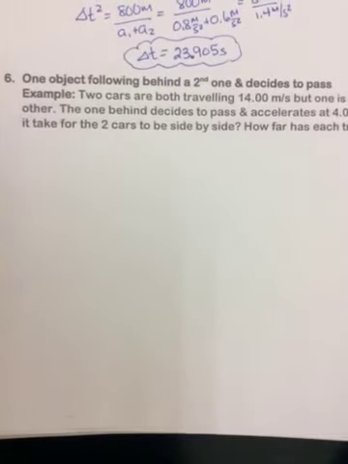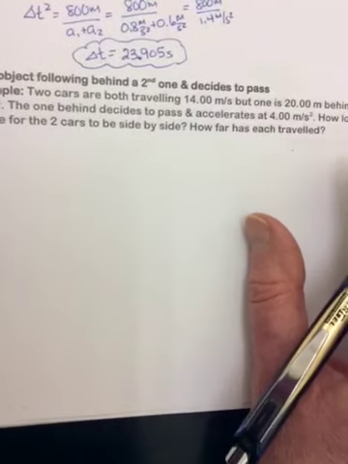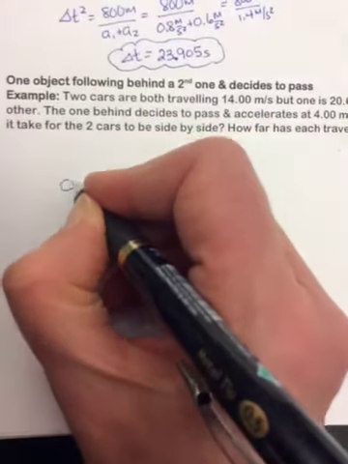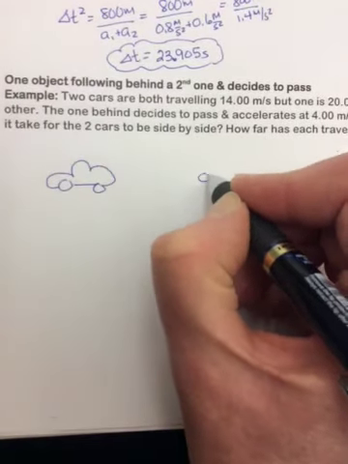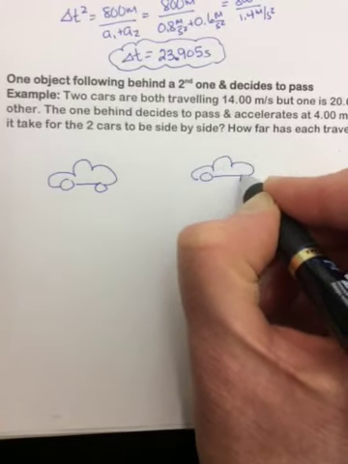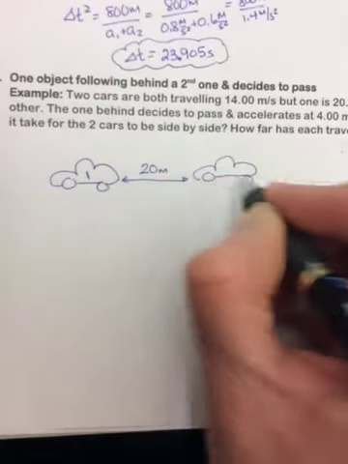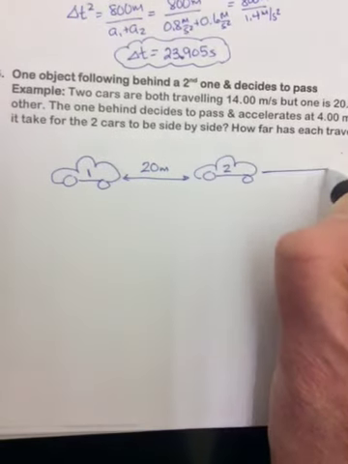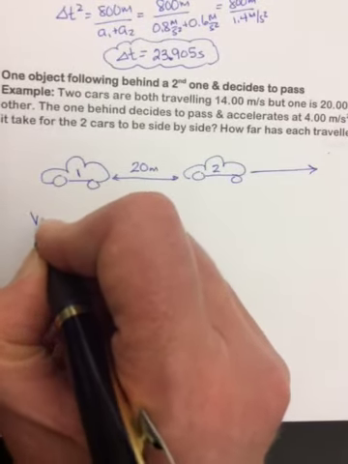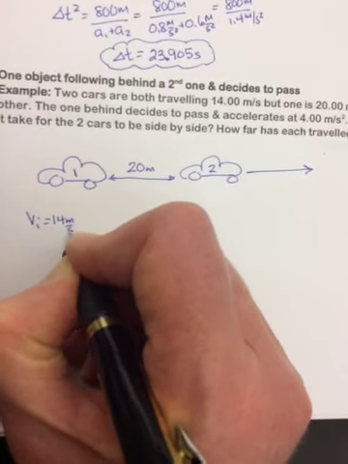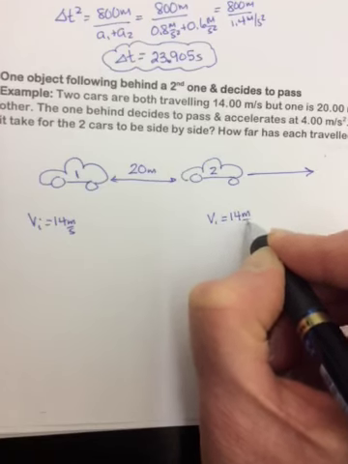All right, example number 6. Two cars are both traveling 14 meters per second, but one is 20 meters behind the other. Okay? So here's one. Here's the other, and this distance between them is 20 meters. So we'll call this car 1, we'll call this car 2, this guy's going this way. So they're both going VI 14 meters per second. They're both traveling 14 meters per second, so this one also 14 meters per second.